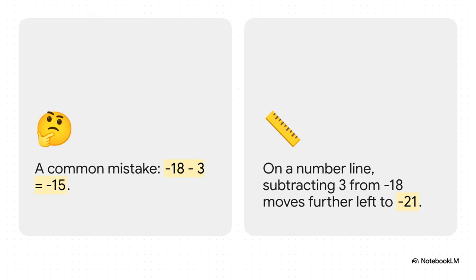Just picture a number line. If you're standing at negative 18 and you subtract 3, you're taking 3 steps further to the left, which lands you at negative 21, not negative 15.